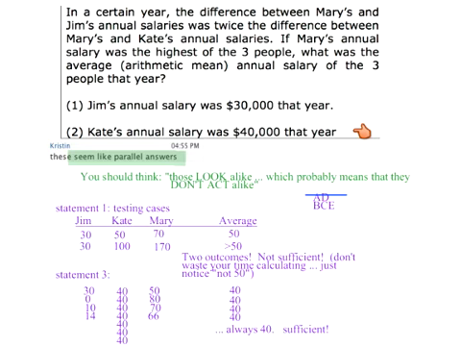Any questions about this one, go ahead and type in the chat box. If not, we will move on to another problem. Okay. Move on to another problem.